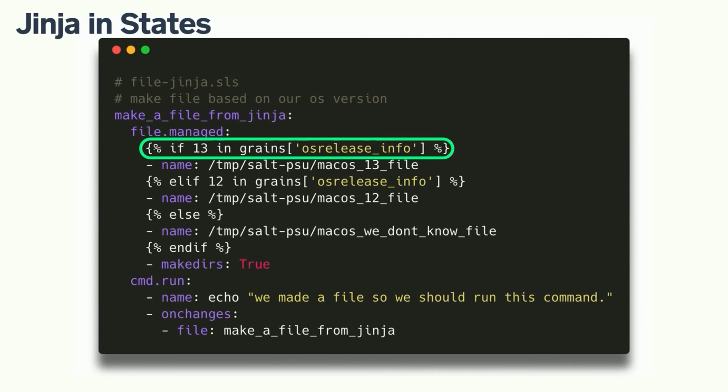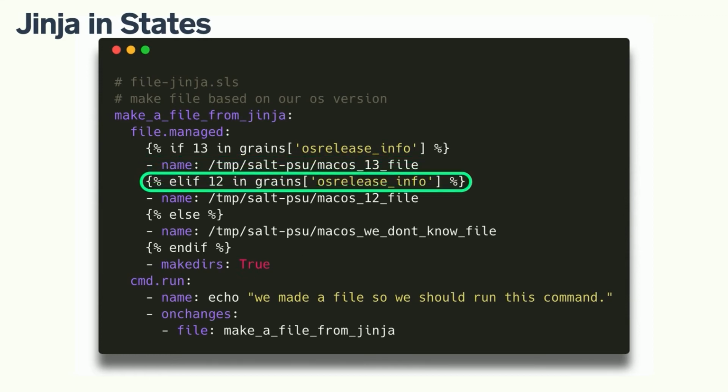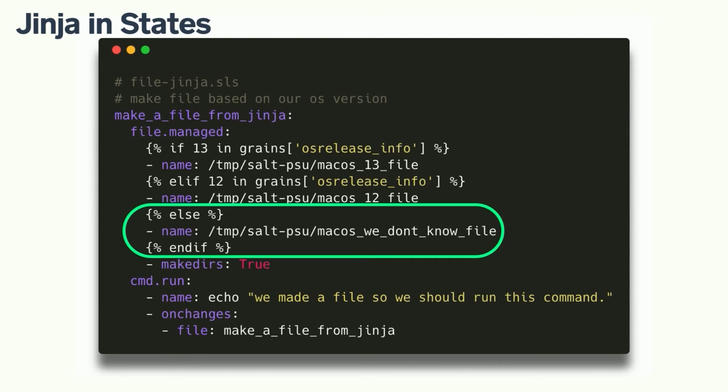So for this particular one, if the OS release version has 13 in it, so a 1013 machine, it'll make this file. But if it's on a 1012 machine, it'll make this file. And if it's not on 1012 or 1013, then it'll make the file that we don't know what we're on. We could actually make a file with the actual OS version that we have, but this is what we decided to go with.